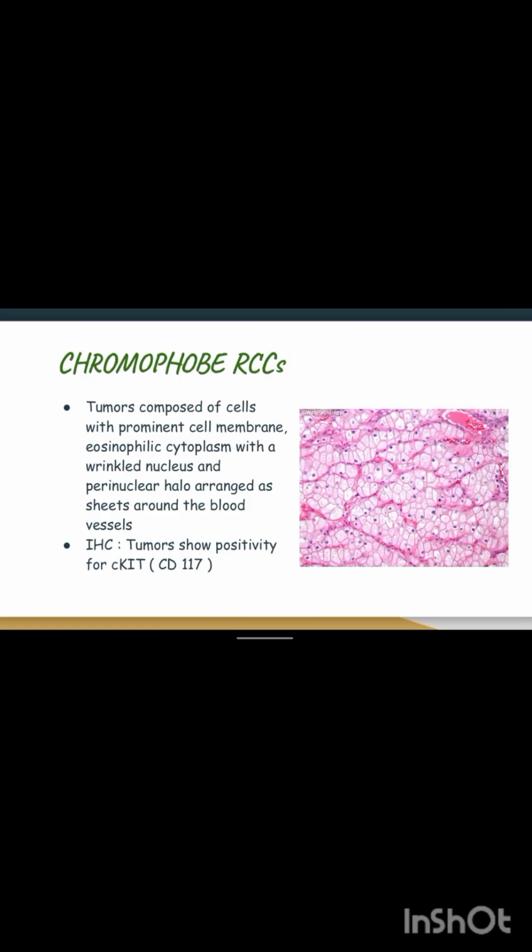Now, looking onto chromophobe RCCs, the tumor is composed of cells with prominent cell membrane, eosinophilic cytoplasm with the wrinkled nucleus and perinuclear halo, arranged as sheets around the blood vessels. This is the feature of the chromophobe RCCs. On immunohistochemistry, tumors show positivity for CKIT and CD117. Here we can see the chromophobe RCC.